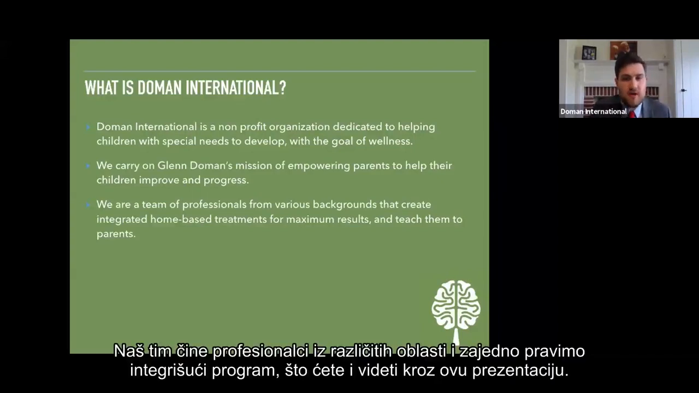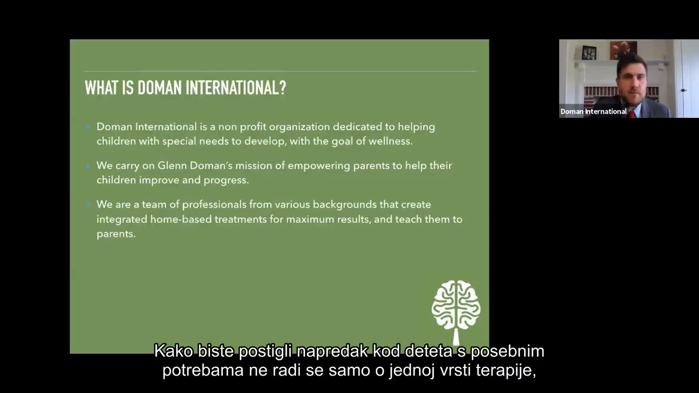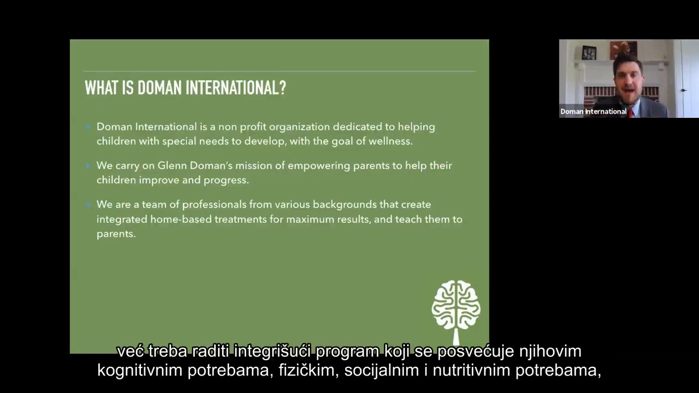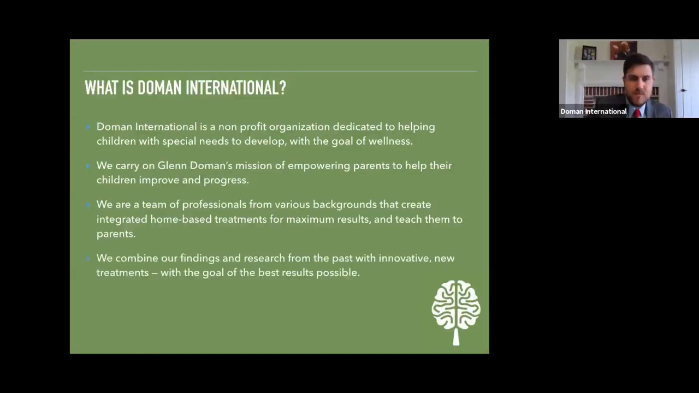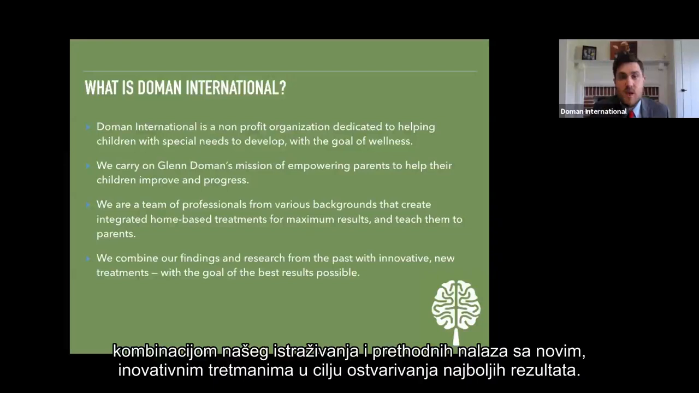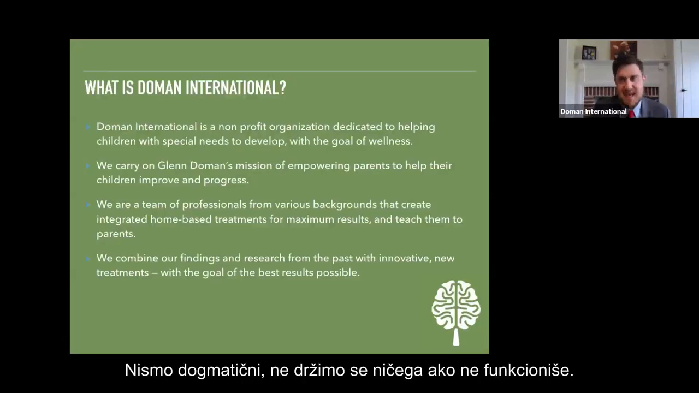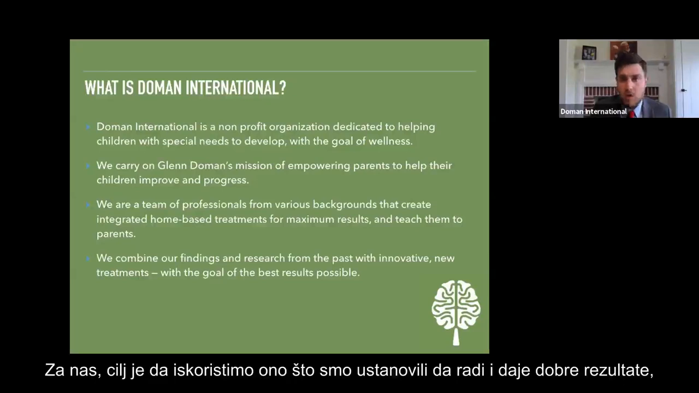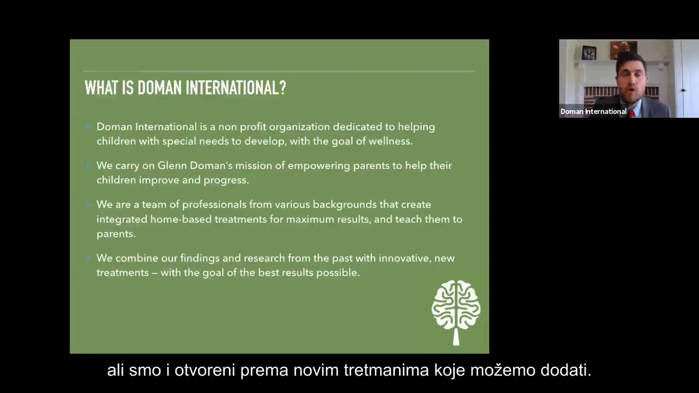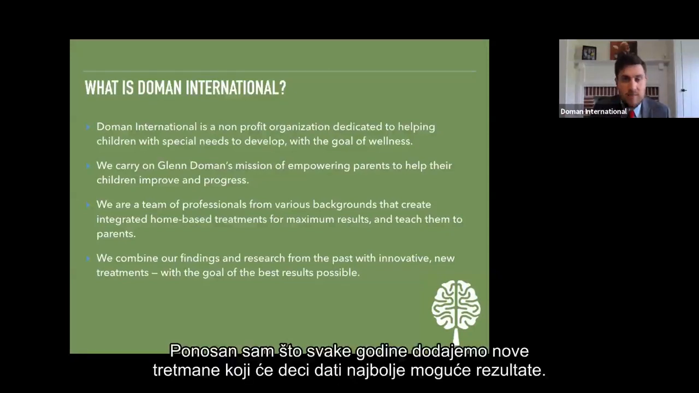Now, we're a team of professionals from various backgrounds, and we create an integrative program. What you're going to see from this presentation is that in order to get progress with a child with special needs, it's not just about one kind of therapy. It's about doing an integrative program that addresses their cognitive needs, their physical needs, their social needs, and their nutritional needs. We combine our findings and research from the past with innovative new treatments with the goal of having the best results possible. We are not dogmatic. We don't stick to anything if it doesn't work. Our goal is always to use what we found works and gets good results, but always to keep our sights open for new treatments that we can add. And each and every year, we are very proud to say that we add new treatments to help our kids get the best results possible.